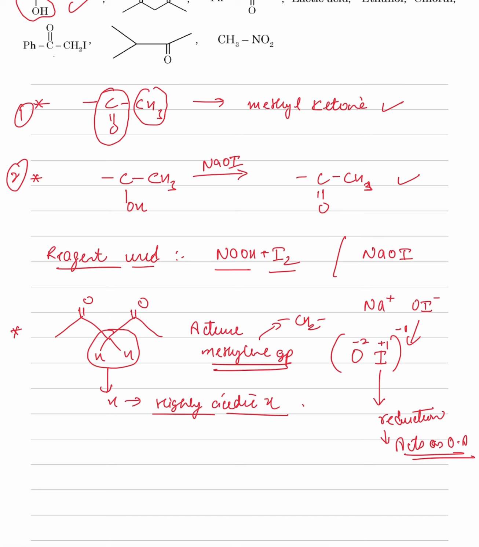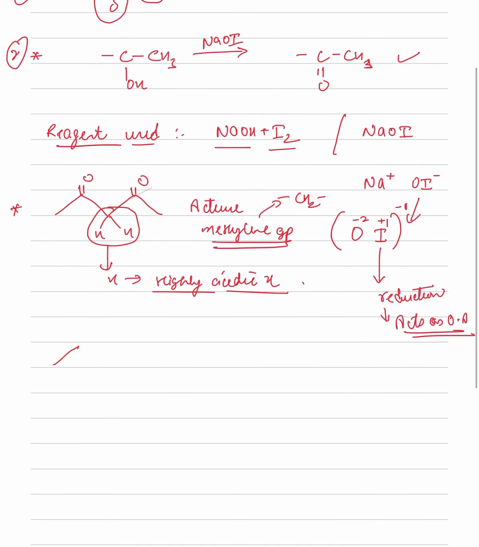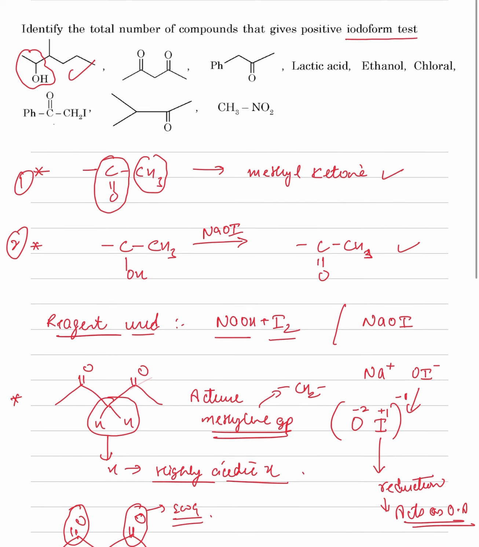Because if you remove the hydrogen from here in the form of H+, it retains a negative charge, and this negative charge is easily stabilized by conjugation from both sides by carbonyl groups. On both sides we have carbonyl groups, which are strong electron-withdrawing groups, and they will easily stabilize the conjugate base formed at the methylene site, right? So this group also shows a positive iodoform test.